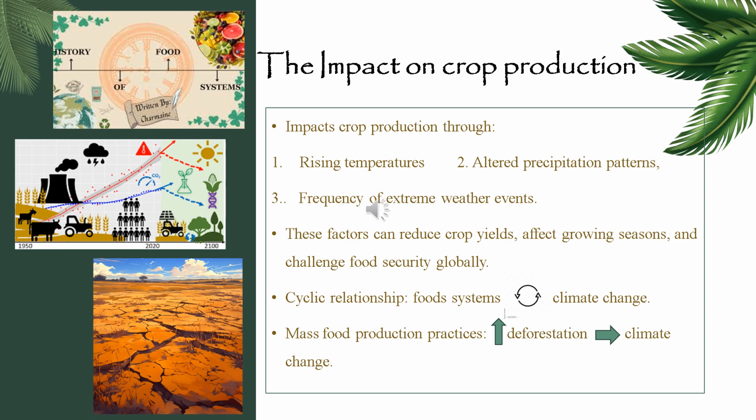So, in the summary of this slide, climate change affects crop production in various ways, including higher temperatures, changes in rainfall, and extreme weather. These impacts can lead to lower crop yields, higher food prices, and greater food insecurity, highlighting the need for adaptation strategies to protect global food systems.